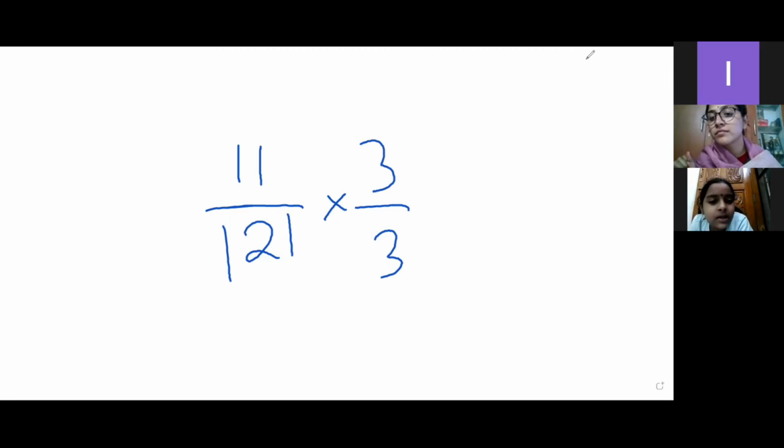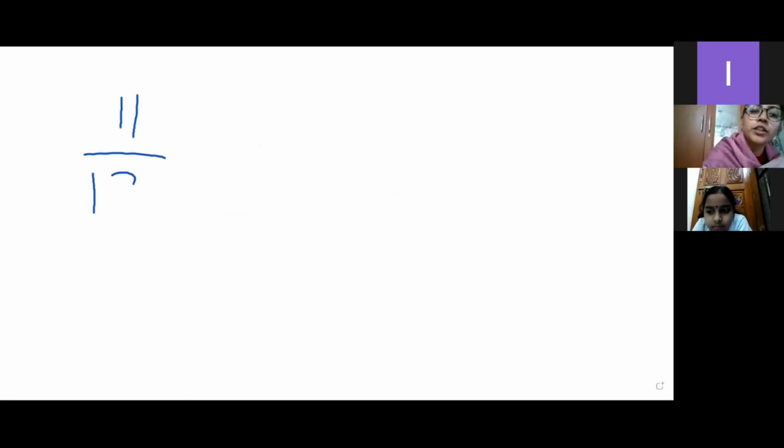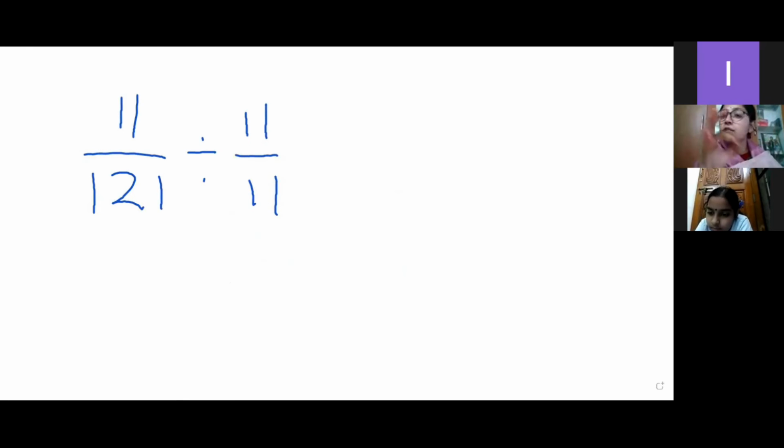Ma'am, she's asking if we can divide this. My doubt is 11 by 121. If we divide it by 11 by 11, is that possible? Yes, you can. 11 by 121 can be divisible by 11 by 11. What I told you: you can divide by a certain number that divides both numbers, either 11, or 1, or 3, 4, whatever number. Divisible means you have to cut both the numbers. 11 divided by 11 is 1. This much you will get. Correct?